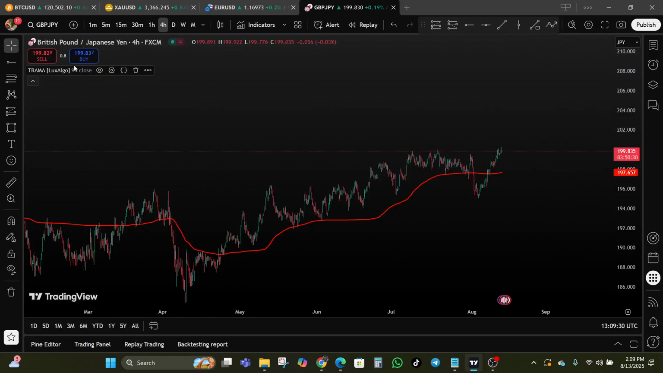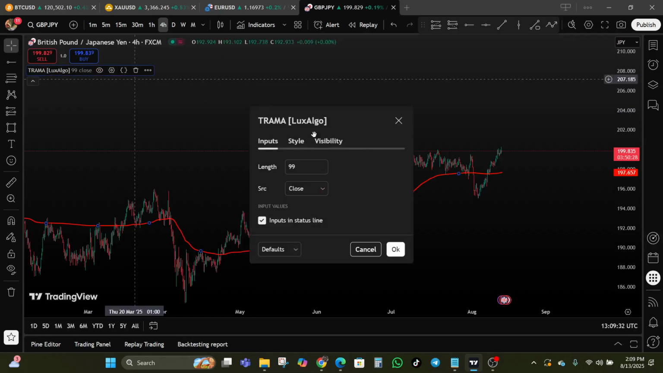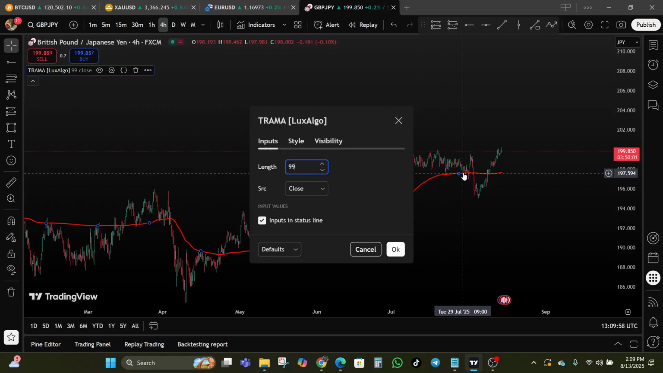Now, in the settings of the indicator, you can adjust the parameters, like the length. Of course, shorter lengths make the TRAMA more sensitive. You can see this one is set to 99, but if you want, you can reduce it. Shorter lengths make it more sensitive, and longer lengths will make it less sensitive. It depends on your trading style.